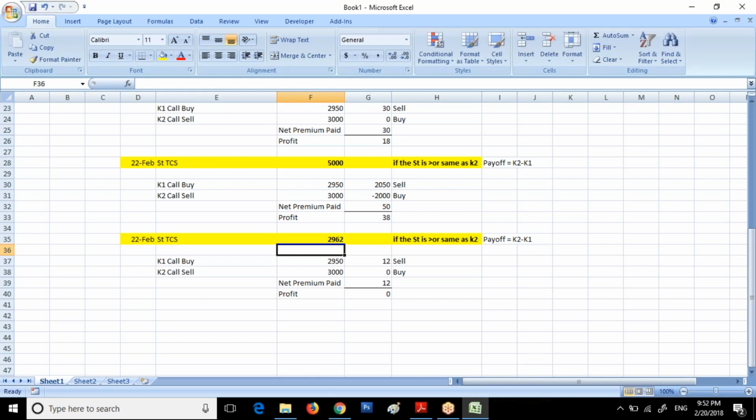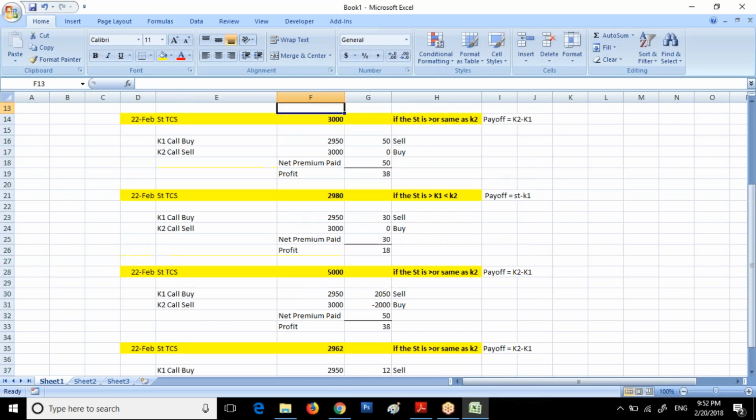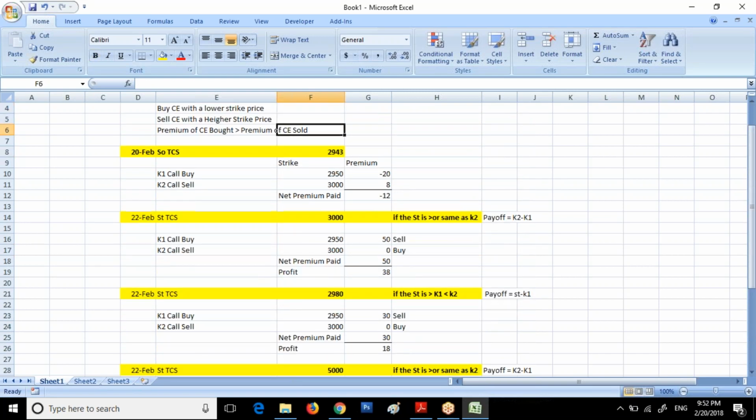Right, now this is a covered call, this is a bull call spread. So we are trying to make some money from the spread, expecting that the price may not go beyond 3000. So if the price does not go beyond 3000, I'll get a profit of 8 rupees here. And if it goes beyond 3000, I'll have a limited profit of 38.